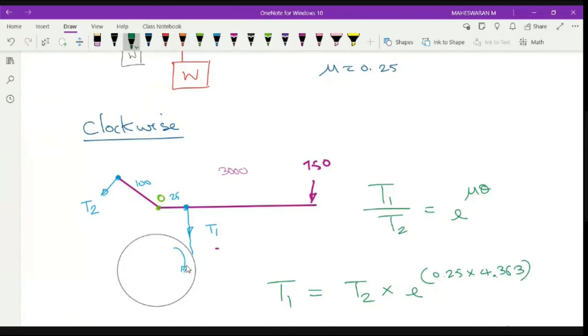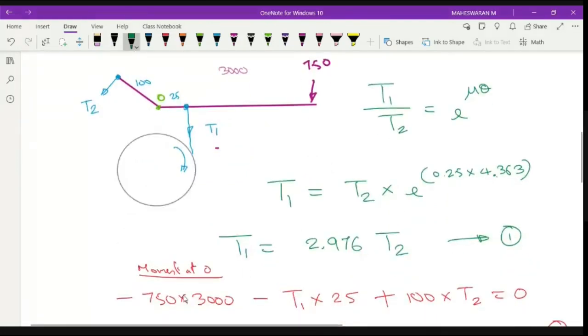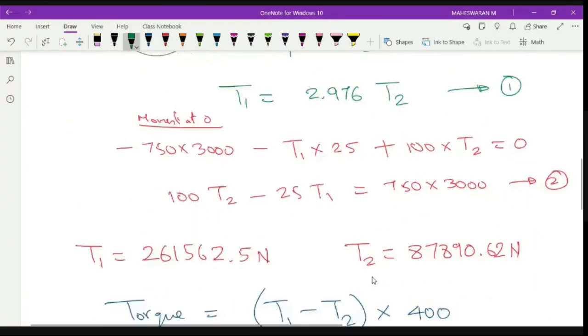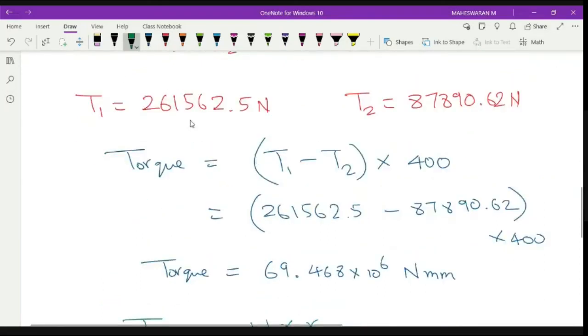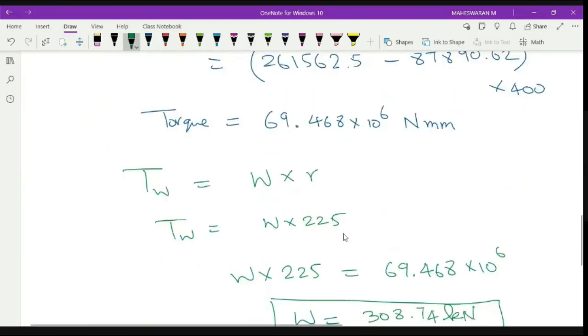Now the same thing we are going to do when it is rotating anti-clockwise. In the anti-clockwise case, the T1 and T2 sides are swapped. The equation is the same; only when taking moments the sign changes, and so the values change. Then you find T1 and T2 again, use them to identify the torque, and relate it to W into 225 to get another W. Whichever is maximum has to be considered. Right? So any doubt in this?